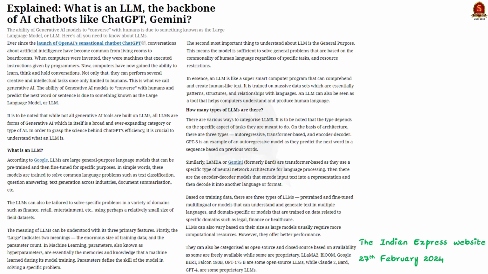Look at this article. This Indian Express article talks about the concept of LLM, which is a backbone of various AI chatbots like ChatGPT, Gemini, etc. As we all know, these are examples of some generative AI models which converse with humans in doing tasks. This is made possible due to large language models or LLM. This is the crux of this article. Now let us understand about LLMs from the prelims perspective.